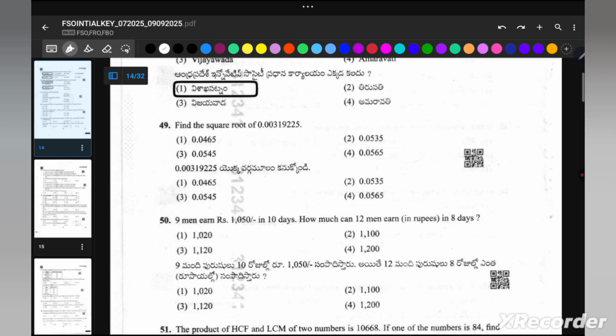On 7th of September 2025, almost 15,000 members appeared for the examination called FSO, Forest Section Officer, conducted by the APPSC. In that Forest Section Officer examination, there are a few math questions which are very important and at the basic level. So we are going to discuss those questions in this class. Let's start with the first question.